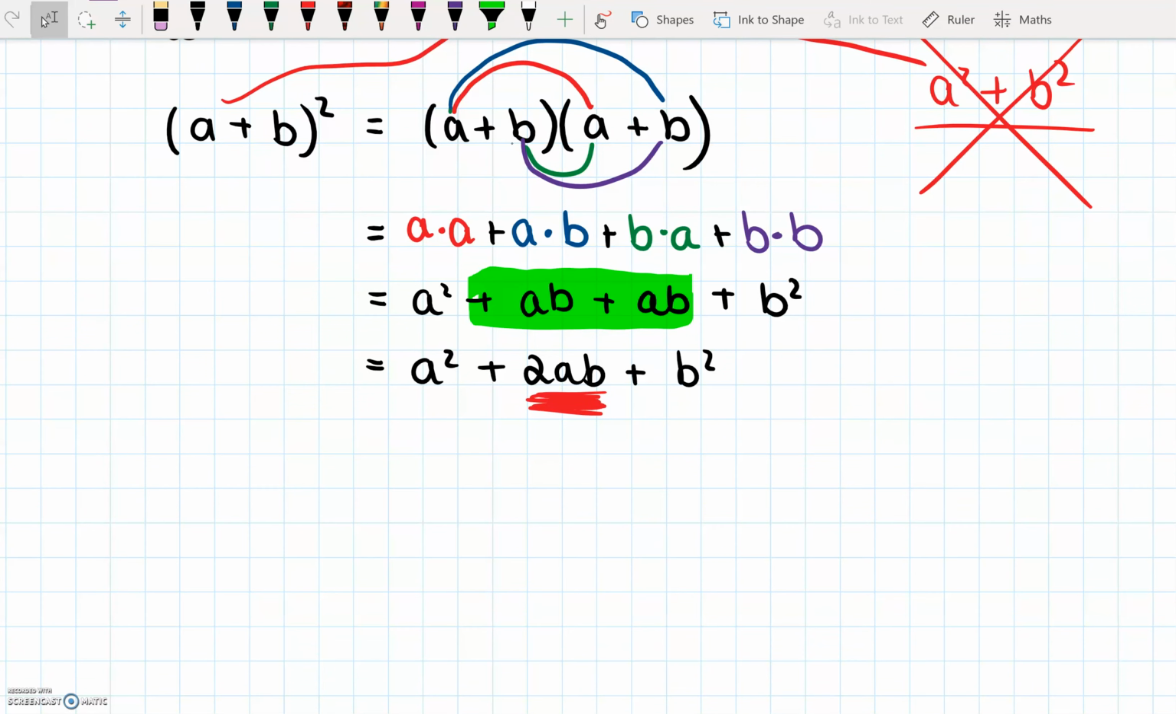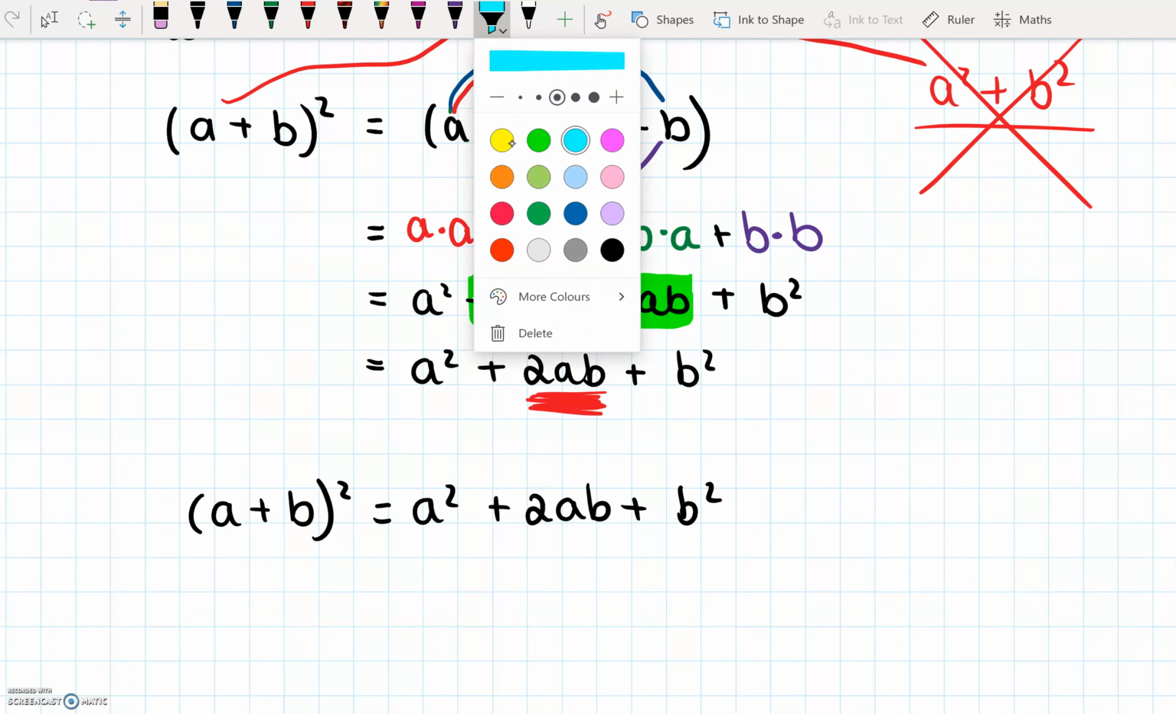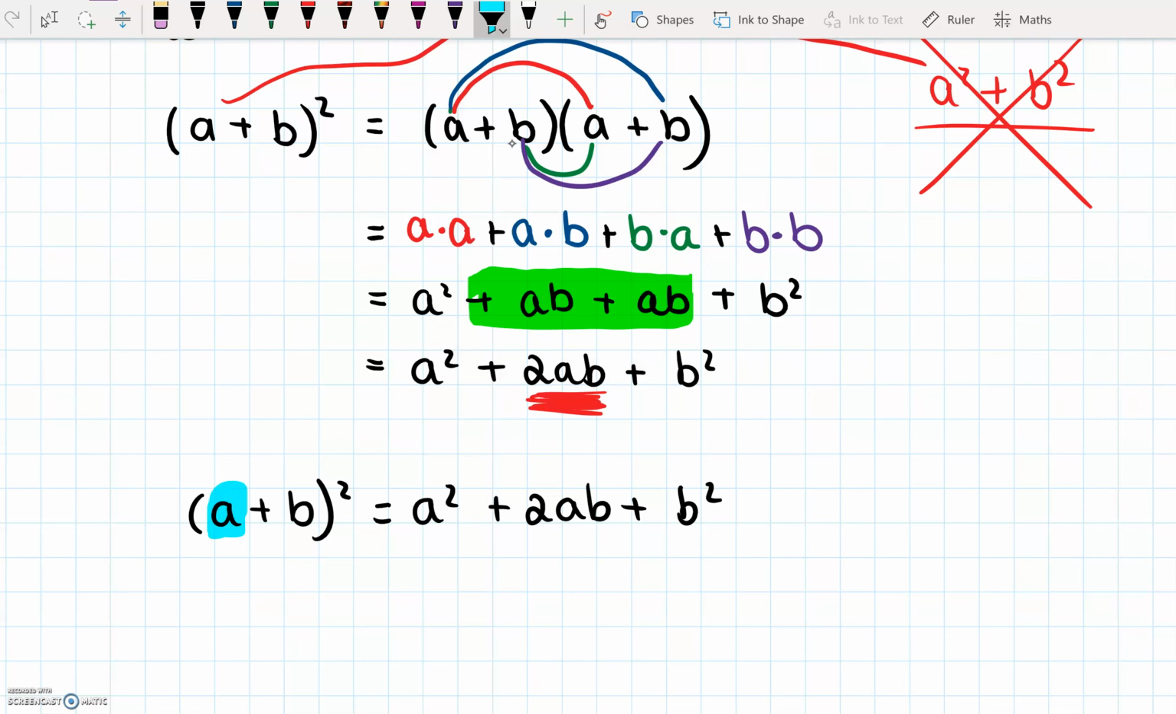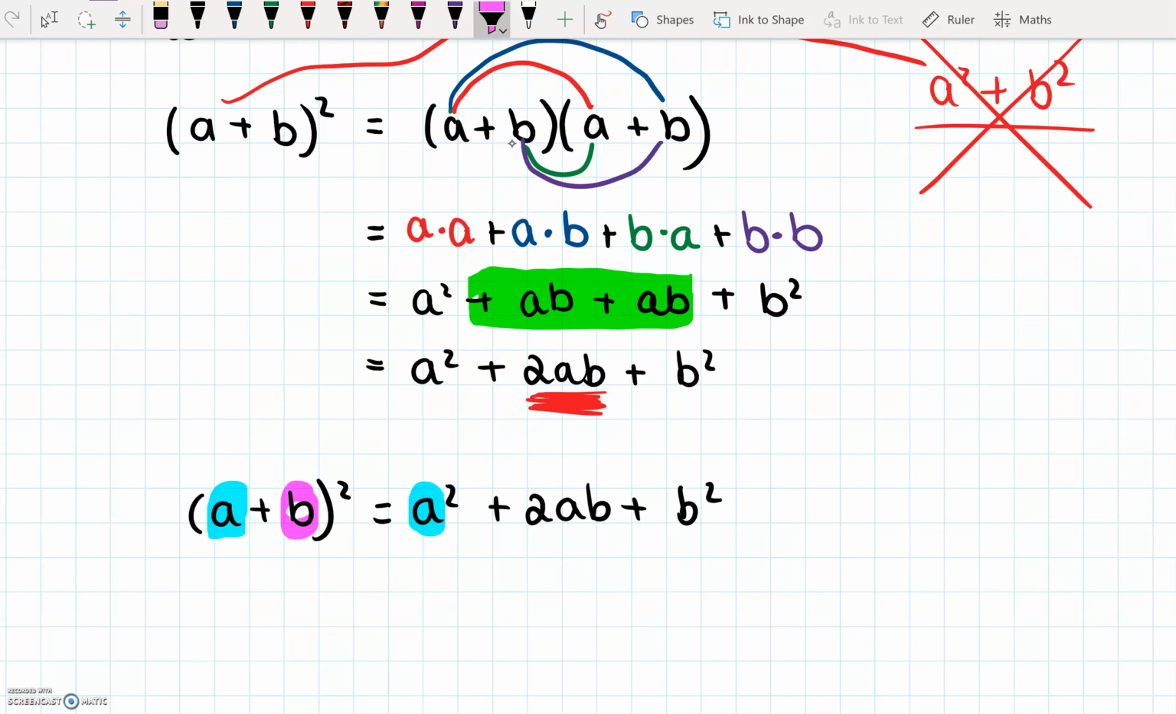Now, I said I was going to teach you the shortcut, and this is it. You should be able to see what we have here. We'll write it out again: (a plus b) squared is equal to a squared plus 2ab plus b squared. I'm going to ask you this a million times by the time you're done with school. So what we have here is our first term is going to be the first thing squared. Our last term, and that's including the plus, is going to be our last term squared.